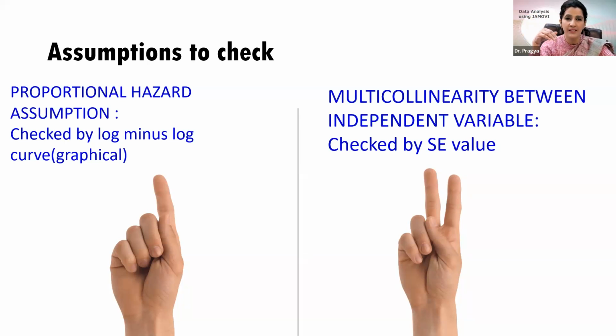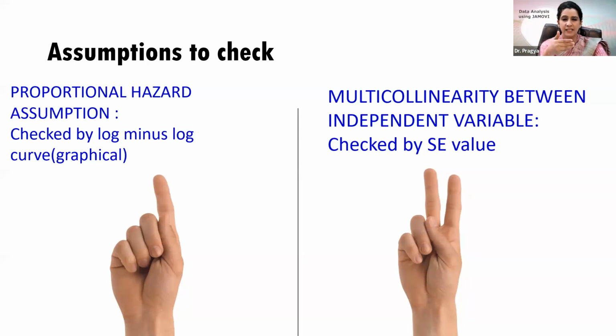Am I making myself clear or not? This multiple collinearity testing is done only when you have more than one variable which is continuous in nature as an independent variable. We'll see that.